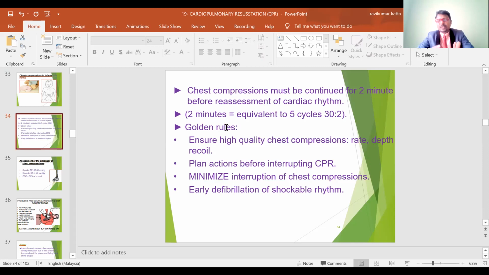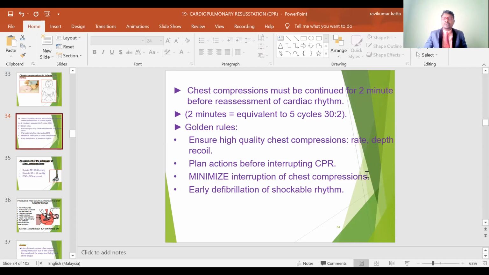Normally, compressions are 100 to 120 per minute. Whoever can do it perfectly can do 120, which means 4 cycles in 1 minute. In 2 minutes, 8 cycles are going to finish, but it varies from person to person. So it depends upon the rate, how much the compression rate is, whether 100 or 120, or sometimes even less.